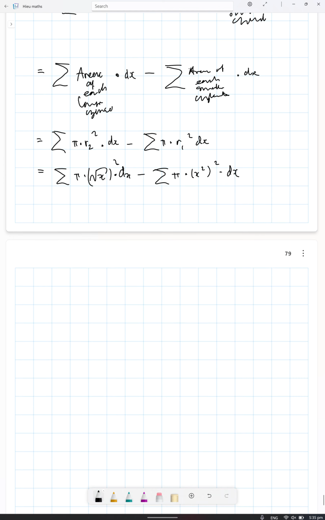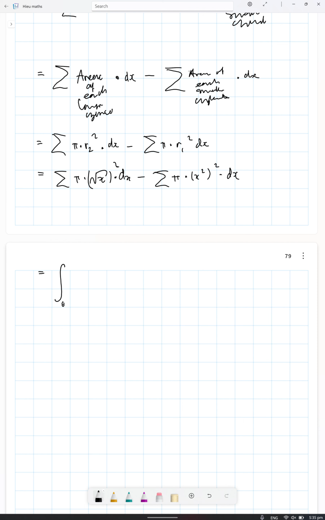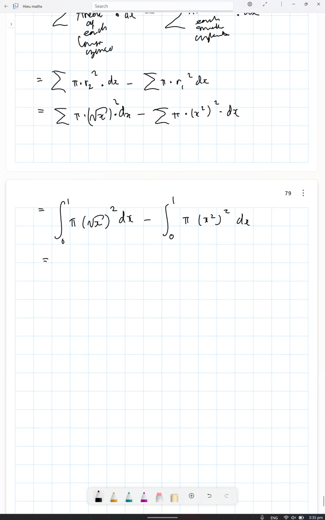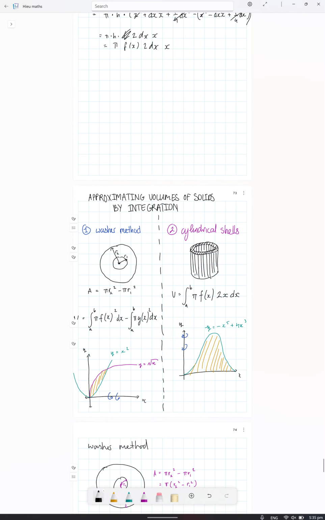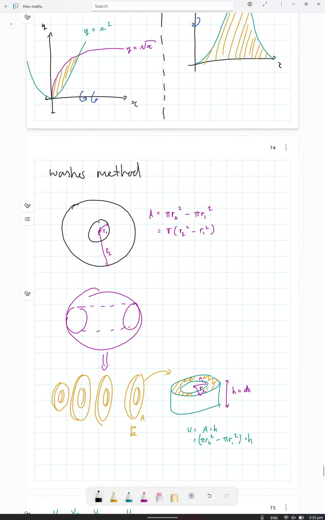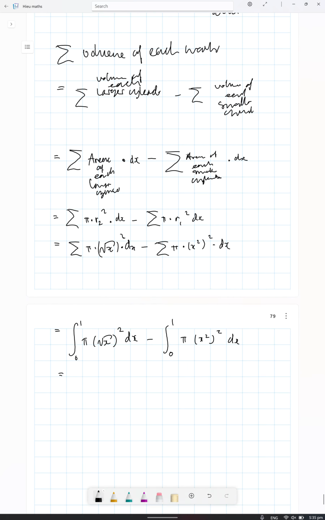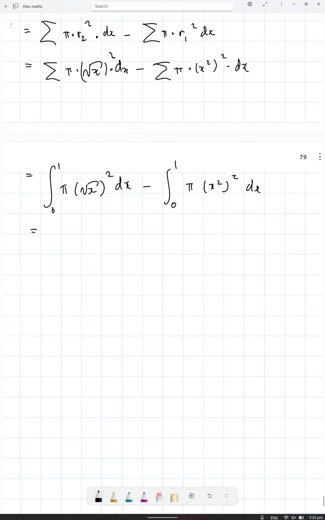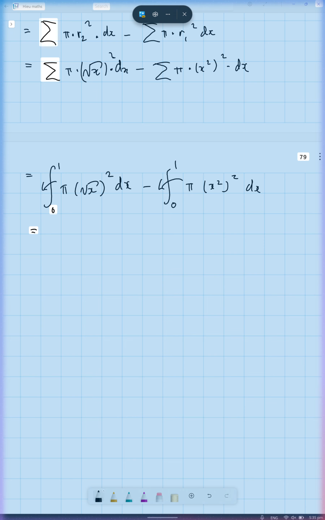There we go. And then all we have to do is replace this by the integral sign from where they intersect. So that's the integral from 0 to 1 of pi times root x squared dx, minus the integral of 0 to 1 of pi multiplied by x squared all squared dx. So this is just like the equation that we showed up here, right? And all you have to do is pull these out of the equation on each.